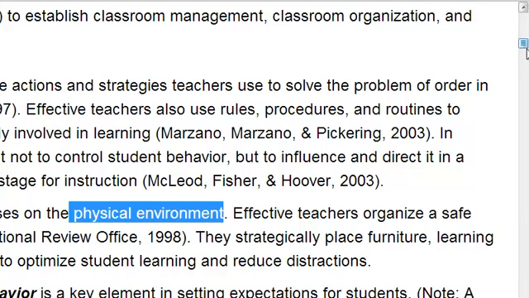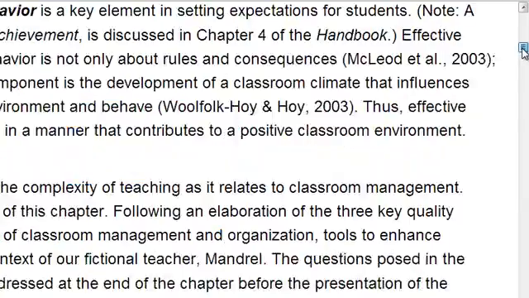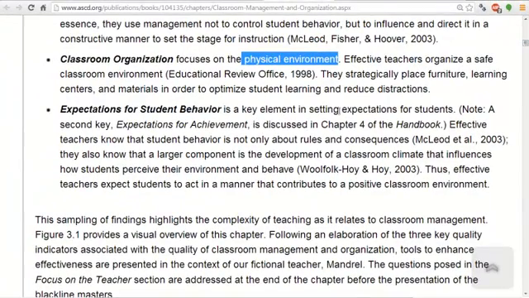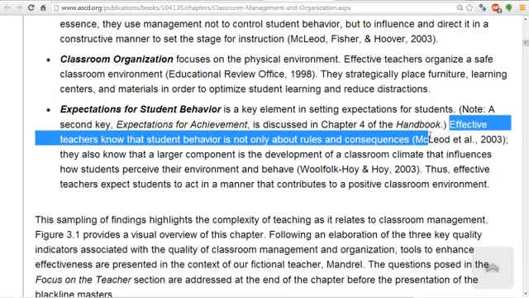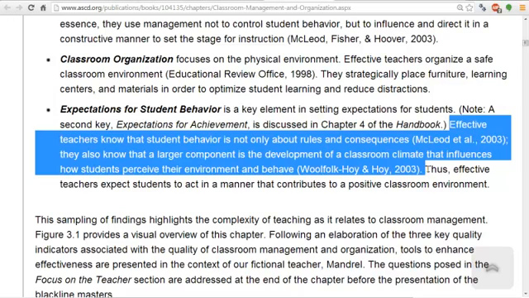And then the final element of classroom management is expectations for students' behavior. It's a key element. Effective teachers know that student behavior is more than just about rules and consequences, but it's about the classroom environment and how the classroom environment develops and how students perceive that environment and then how they behave.